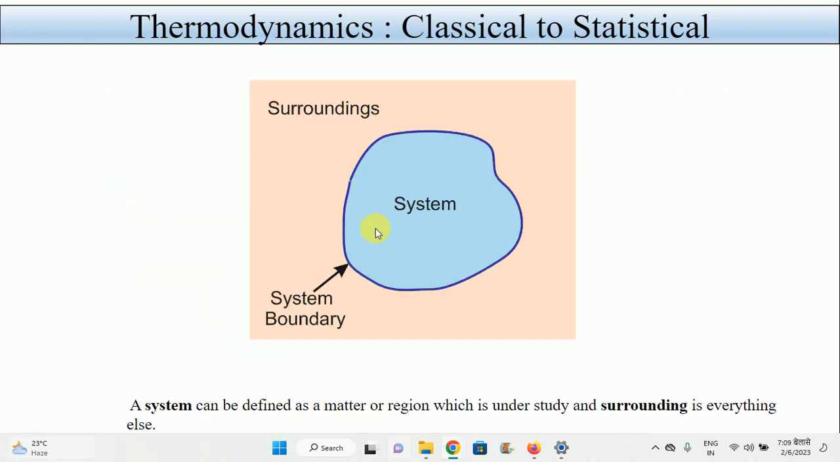So the system and the surrounding. The total universe is the sum of system and surrounding, and the system and surrounding are separated by a boundary. The system is a region or matter which is under study, separated by a boundary.